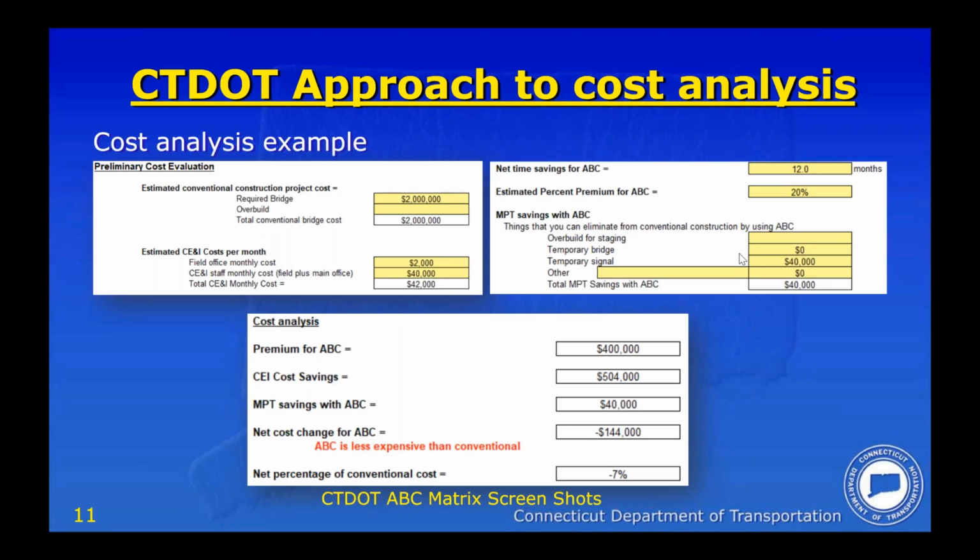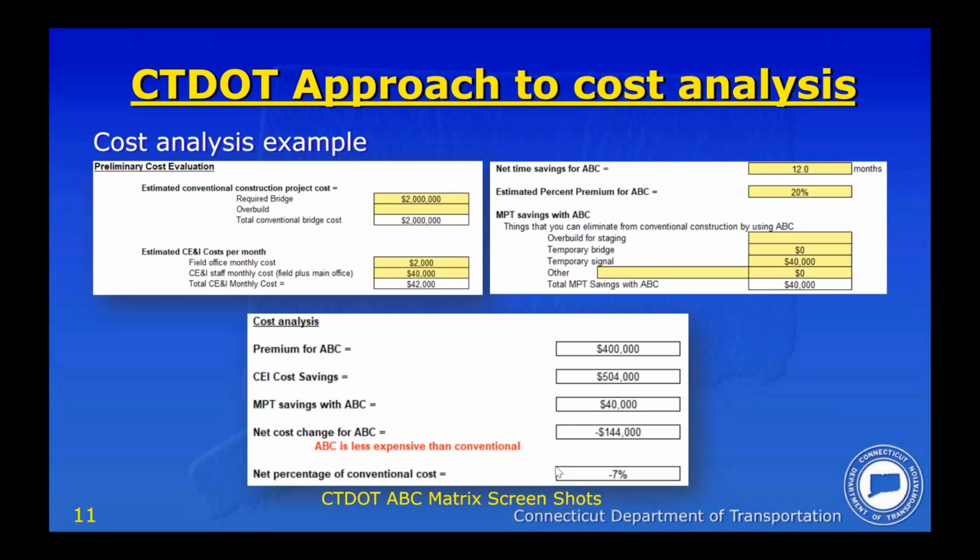These cells down here are MPT savings with ABC, things that we might not need in an ABC project here. So in this case, we could have had overbuild for staging that was zero here, not included. This project did need a temporary bridge, but the conventional project would have had a $40,000 temporary signal that the ABC did not require. So these cells show us MPT savings of $40,000 from construction costs alone.